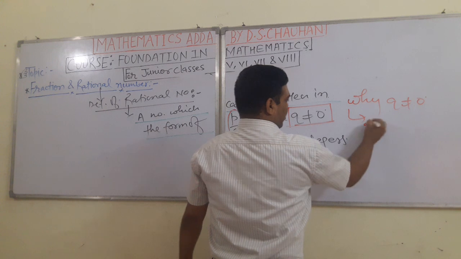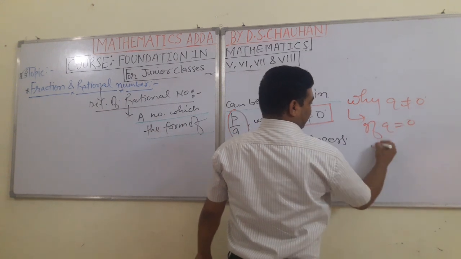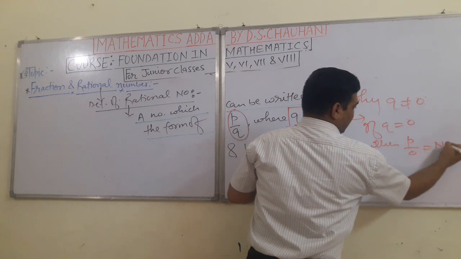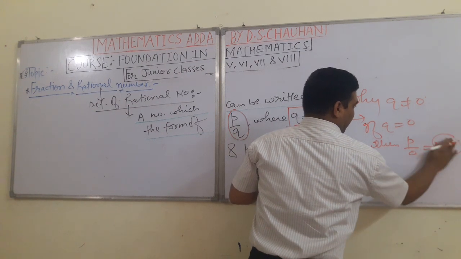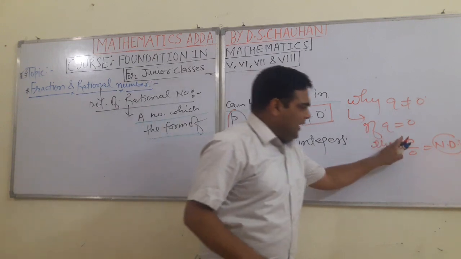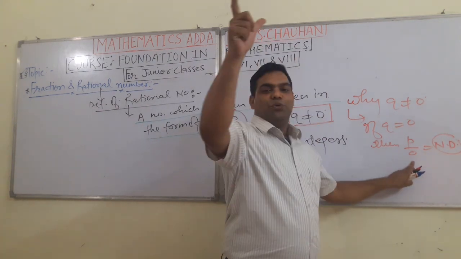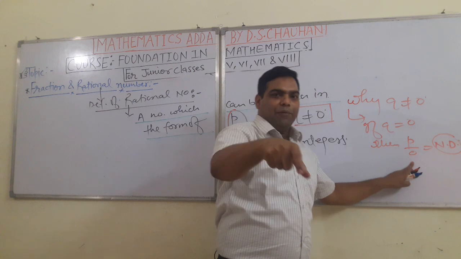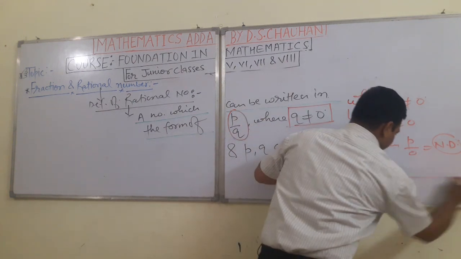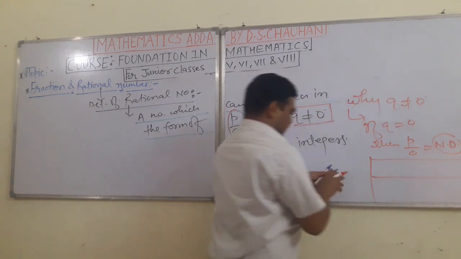If q is 0, then p upon 0 is not defined, because all of you are familiar that we cannot divide any number by 0. So remember always: something upon 0 is not defined. Always keep these 2 points in your mind, students.